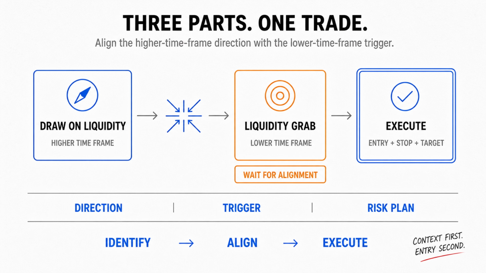We will begin with the first trading model. This strategy is built around 3 core components. These are a draw on liquidity, a liquidity grab, and the entry itself. For this setup, 2 timeframes are used to execute the trade.